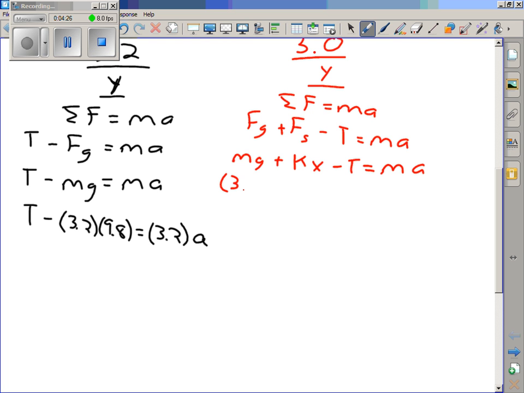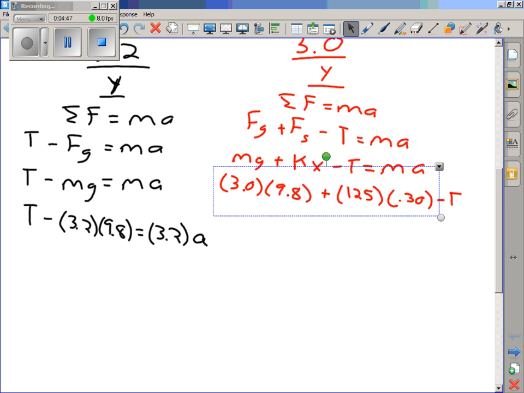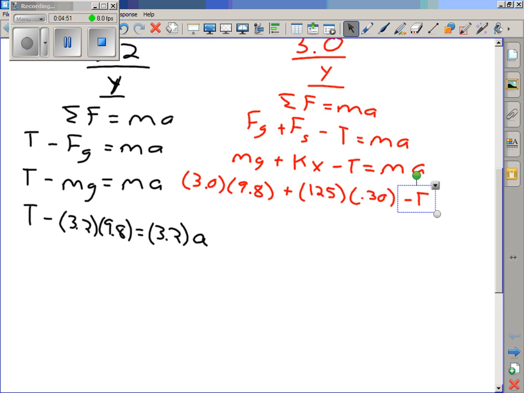So that'll be 3.0 times 9.8 plus 125 times 0.30, because it was in centimeters, 30 centimeters, so 0.30, minus T equals m, 3.0 times a. Everybody tracking with me so far? Yes. I run into the exact same problem. I got a T and an A, but check it out, I got T and an A in the other.